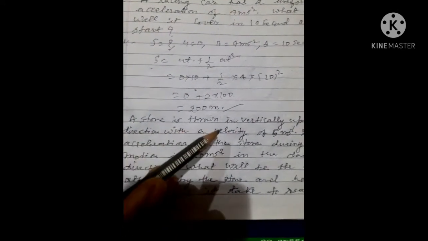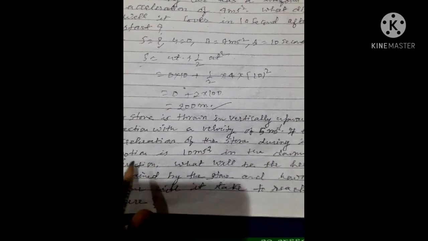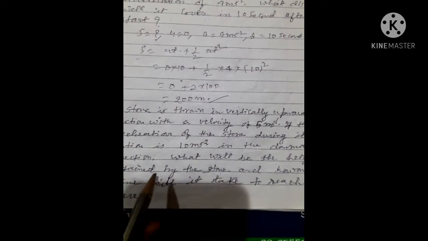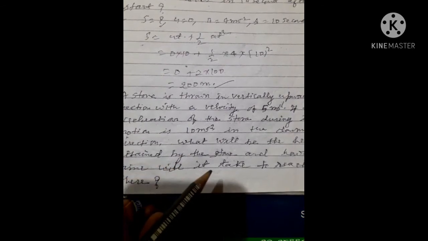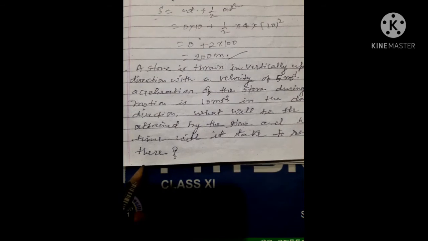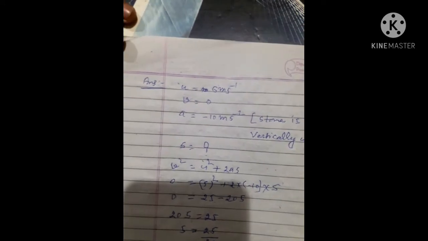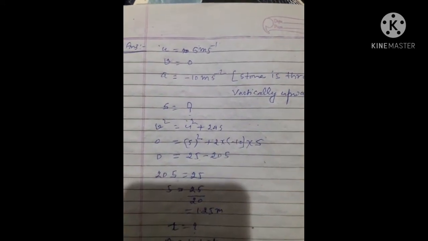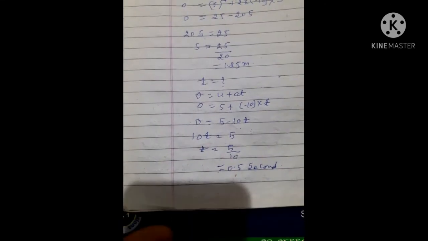Now next question: a stone is thrown vertically upward with a velocity of 5 meter per second. If the acceleration of the stone during its motion is 10 meter per second square in the downward direction, what will be the height attained by the stone, and how much time will it take to reach there? You can use the equation of motion and you are able to find the value. The time is 0.5 second.